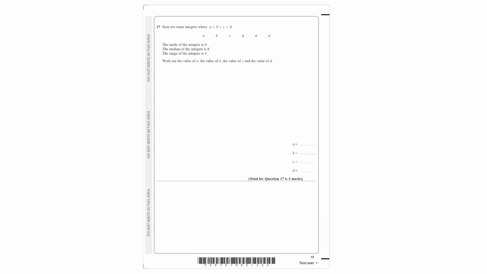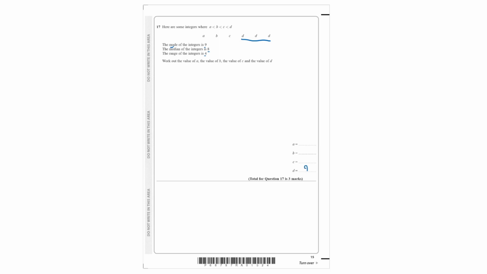Question 17, here's some integers where A is the smallest and D is the largest. The mode of the integers is 9, the median is 8, the range is 4. Work out the values of A, B, C, and D. Now when dealing with mode, median, or range, we arrange them from smallest to largest. And as seen here, if A is the smallest and D is the largest, it's already arranged in order. Let's start off with mode. The single most common integer is the mode, and since the mode is 9 and the most common is D, we can assume that D is 9.